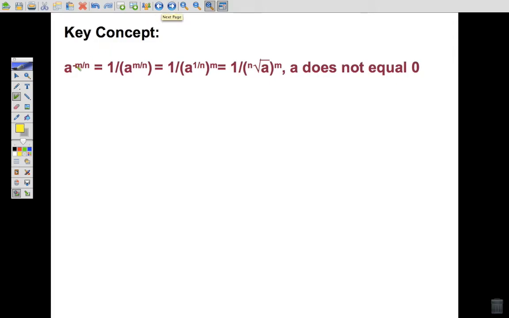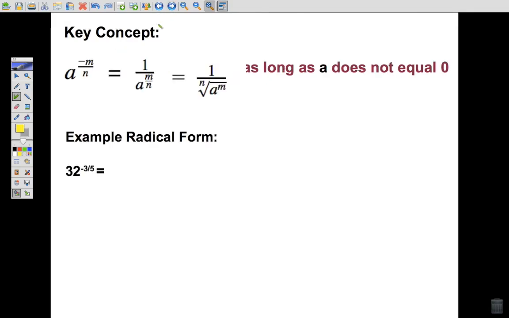This idea also works with a negative exponent. Remember, with a negative exponent, we throw that down in the denominator. Take that negative exponent and we throw that entire term in the denominator and your exponent becomes positive. And then we can continue on with our rules for changing exponential notation into radical notation. And this works in this case as long as a does not equal 0. We can't have 0 in the denominator of a fraction.